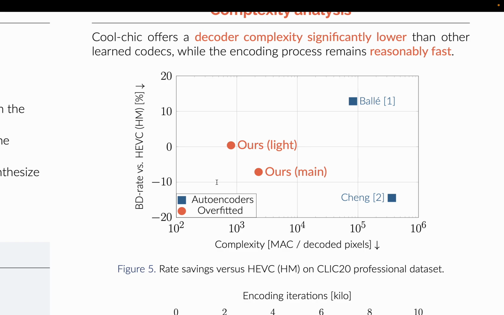Then we see that even though our approaches are very low in complexity, they offer great compression performance, since they are either competitive or better than HEVC. Moreover, they can outperform some autoencoder-based approaches, such as the Ballé approaches, and they even come close to some high complexity autoencoders, such as the Cheng autoencoder.